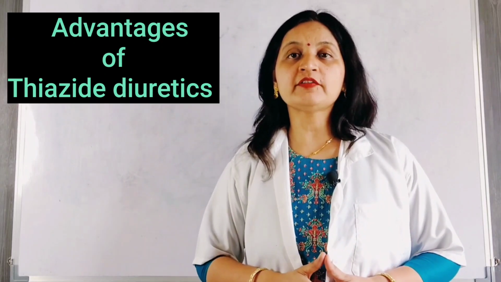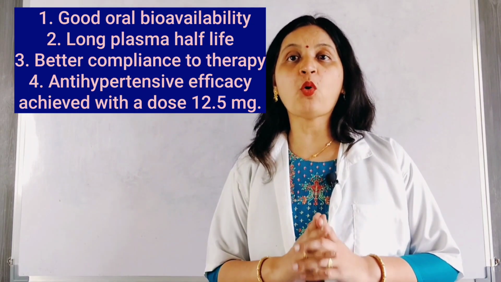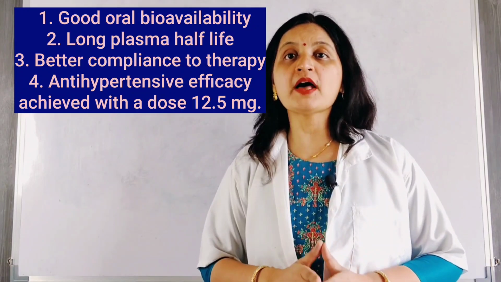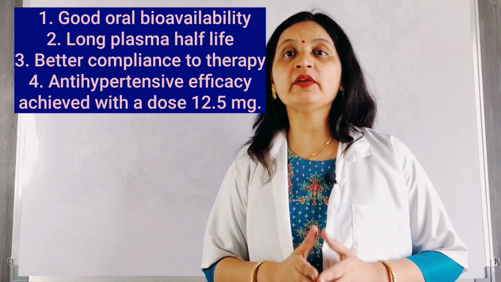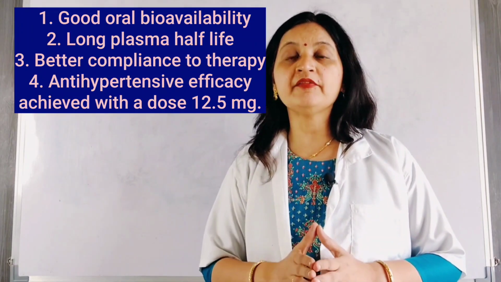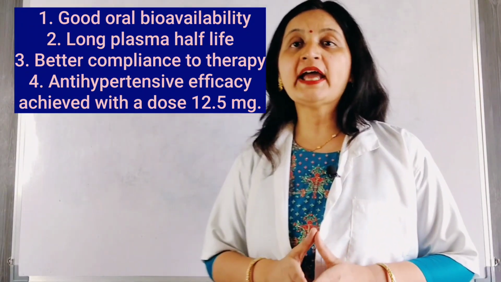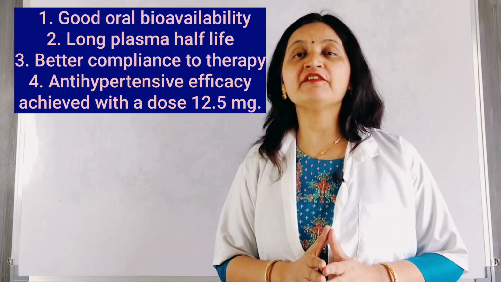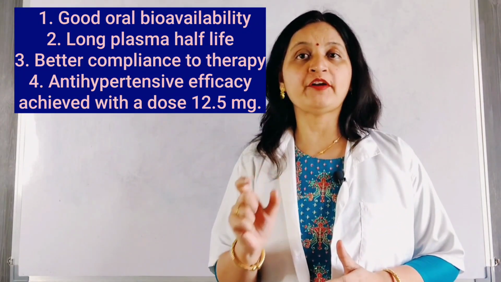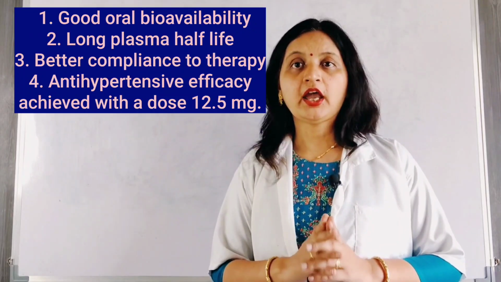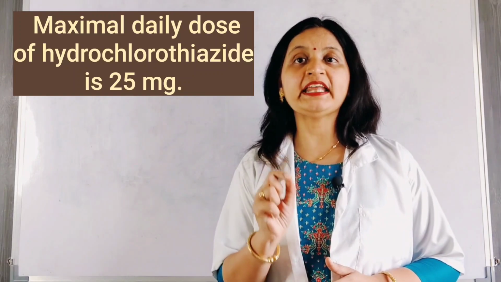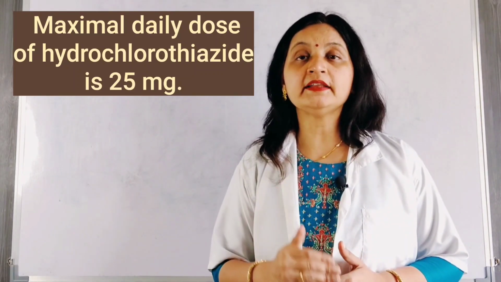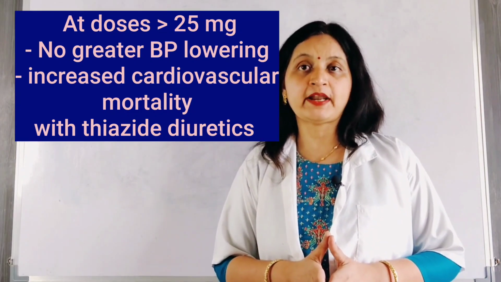Some of the advantages of thiazide diuretics are they have good oral bioavailability and a long plasma half-life that allows single daily dosing, and this increases compliance to therapy, adherence to treatment. Also, the antihypertensive efficacy can be achieved with a dose as little as 12.5 mg. It is to be noted that the maximal daily dose of hydrochlorothiazide is 25 mg. Doses higher than 25 mg are generally not more efficacious in lowering blood pressure.